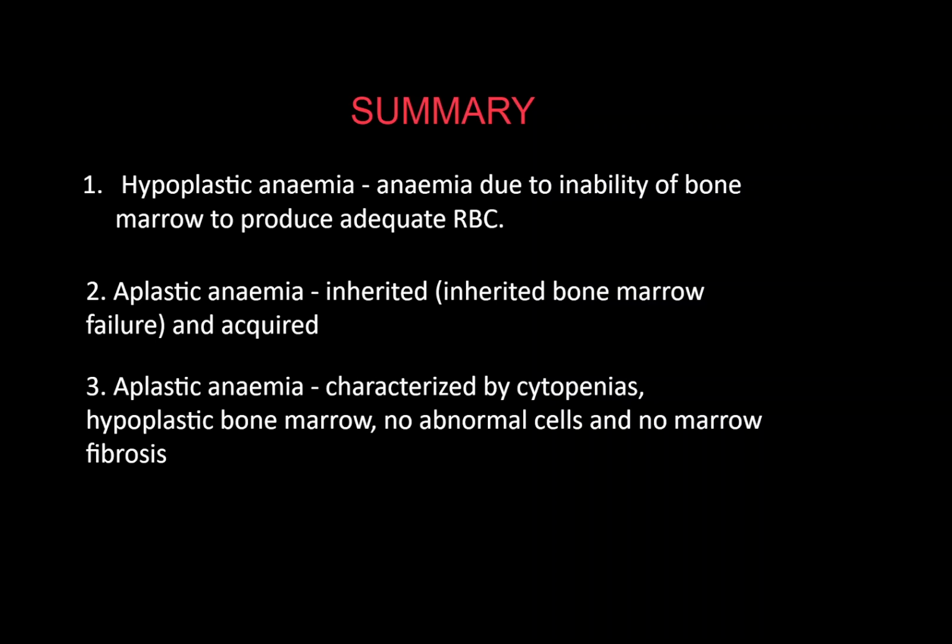So the summary is aplastic anemia is anemia due to inability of bone marrow to produce adequate RBC, and aplastic anemia can be divided into inherited and acquired, and it is characterized by cytopenias, hypoplastic bone marrow with no abnormal cells and no marrow fibrosis. Okay, thank you.